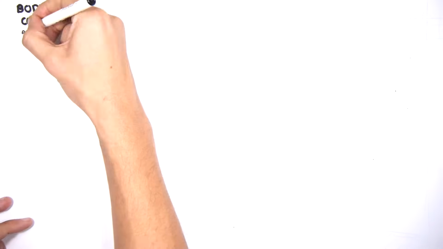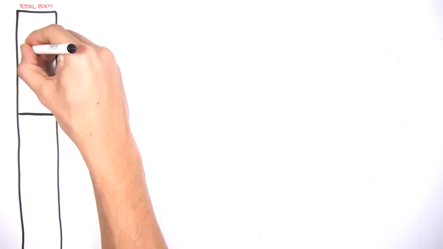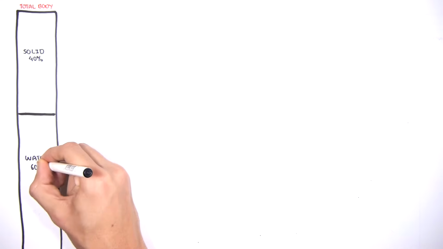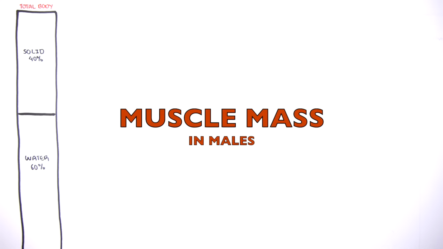Hello, in this video we're going to talk about body fluid compartments and also touch on electrolytes. The body can be divided into solids and water. Solids make up about 40 to 50%, depending if you're male or female. Water accounts for about 60% of the total body weight for an adult male and 50% for an adult female. This difference between the sexes reflects the proportionality of larger mass of adipose tissue in adult females and the greater average muscle tissue in adult males.